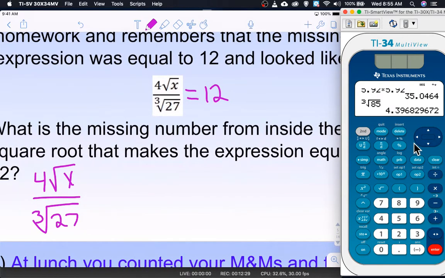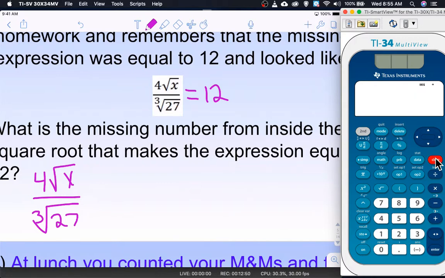So my strategy, I could do guess and check. I could plug in 1 and then plug in 2 and 3 and 4 and 5 for x until I find the one that makes this equal 12. That might take a while, as guess and check normally does, but it could work.